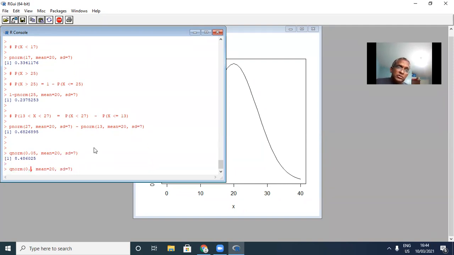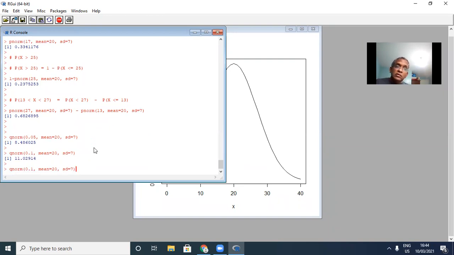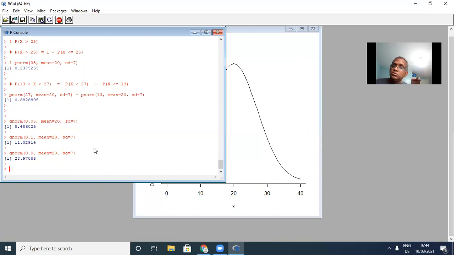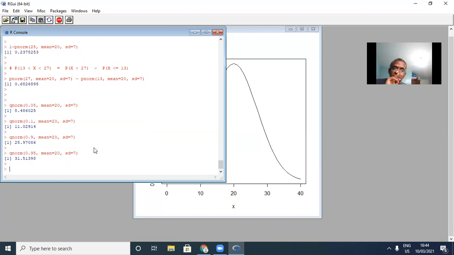To find the 10th percentile, you put 0.1. To find the 90th percentile, you put 0.9. To find the 95th percentile, you put 0.95. So these are the 4 percentiles corresponding to different probabilities. So that's part 2. Part 3 is suggesting a different way to compute the percentiles.